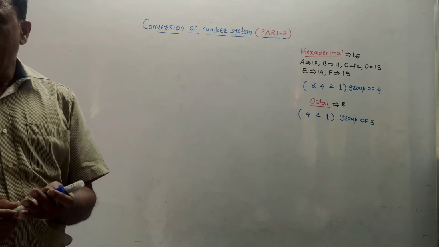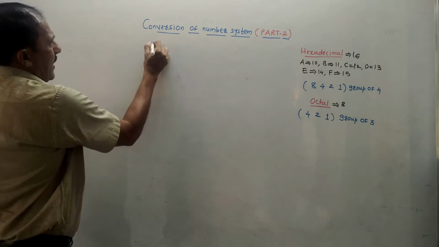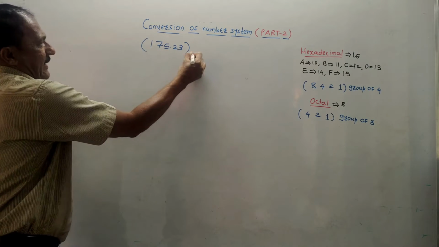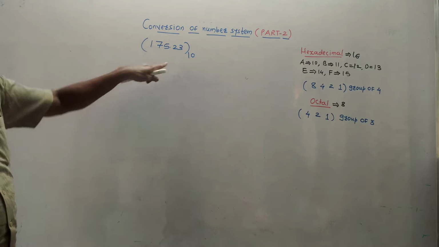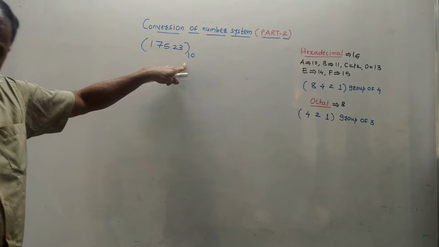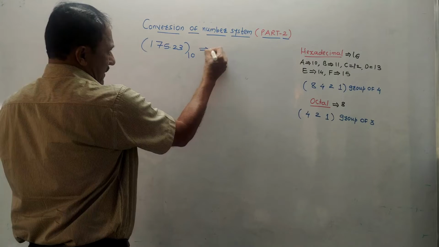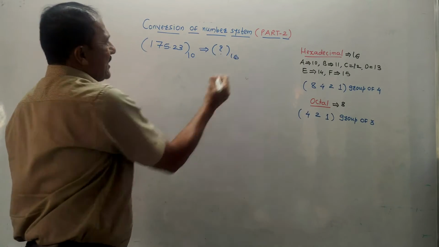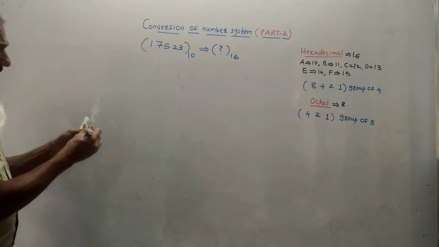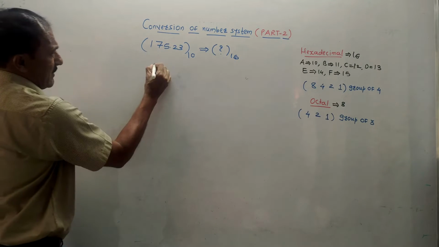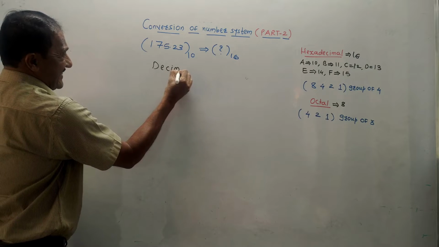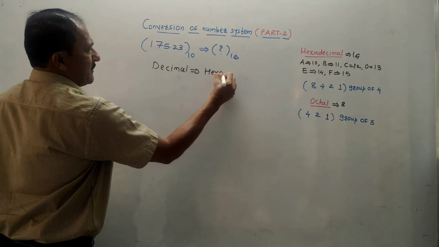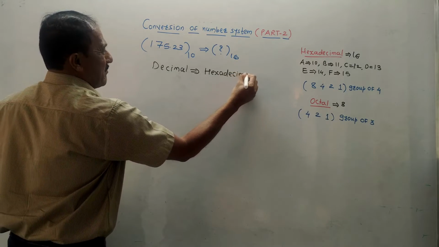For example, if the question is like this, 175.23 and its base is 10. So from the base we can judge it is the decimal number system. The question will be like this: in the bracket, question mark and base 16. That means it is asked to convert this decimal number system into the hexadecimal number system. So this is the next type of conversion, decimal into hexadecimal.